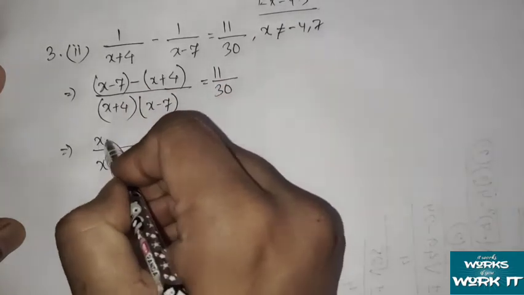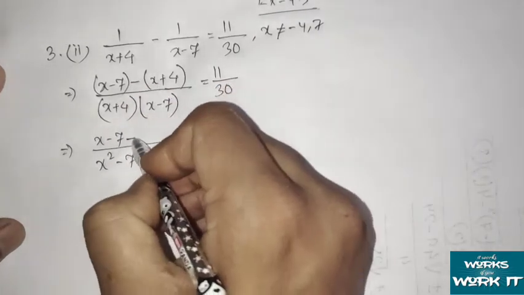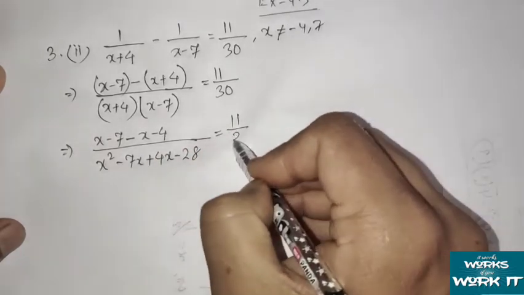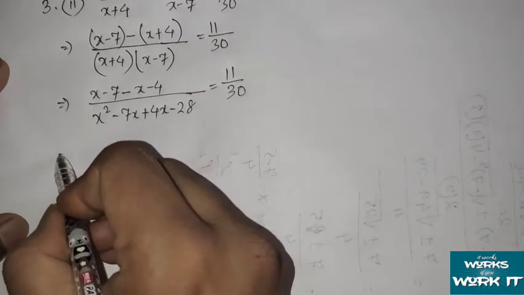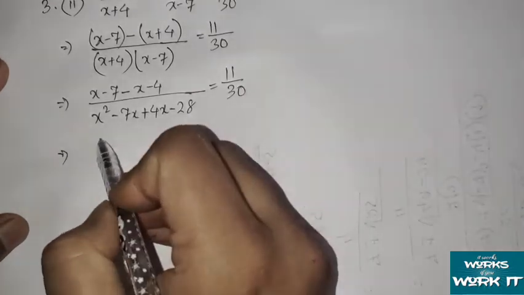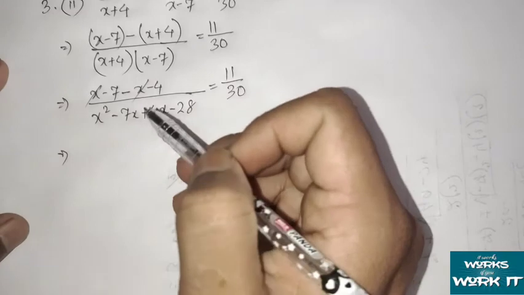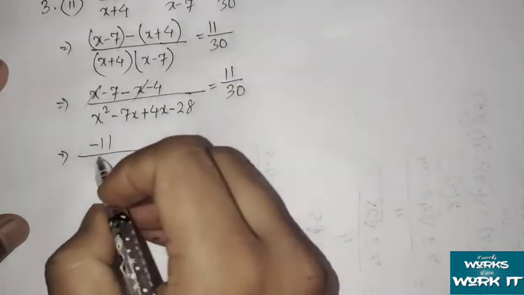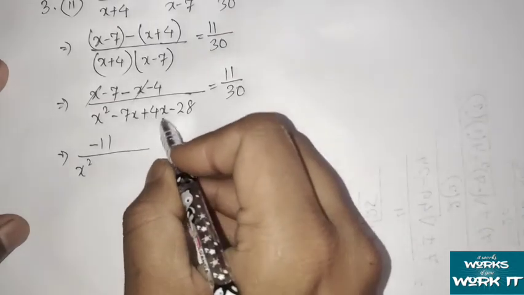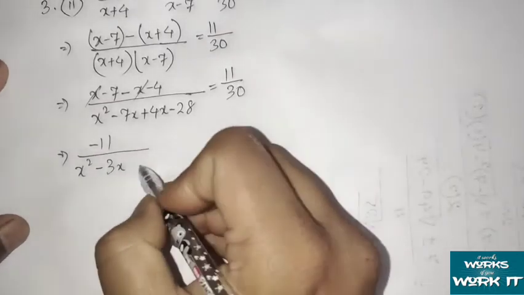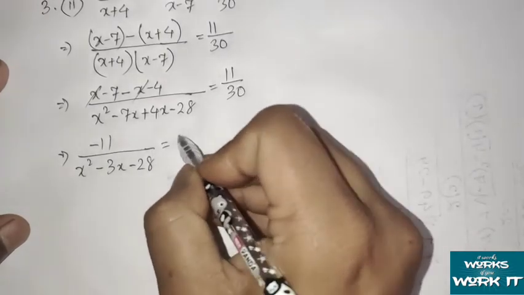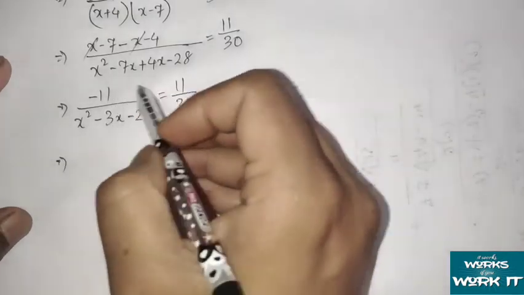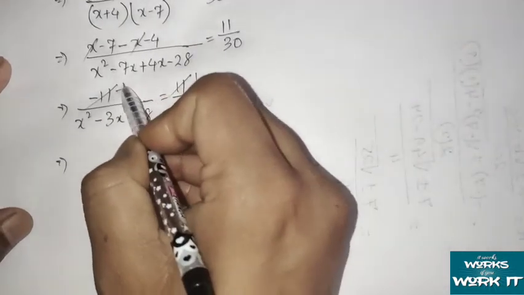In the above part, x minus 7, now we will remove the bracket here, so it will give us minus x minus 4 equal to 11 by 30. Next, we will cancel this x minus x, and minus 7 minus 4 will give us minus 11. And here it will be x square minus 7x plus 4x, which gives minus 3x, minus 28, equal to 11 by 30.